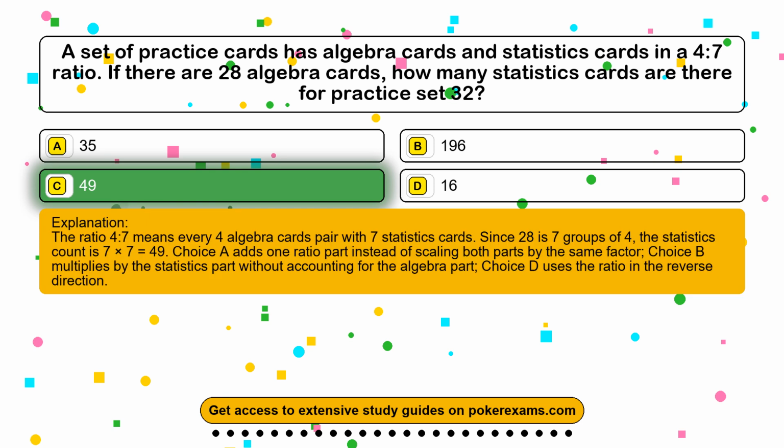The ratio 4:7 means every 4 algebra cards pair with 7 statistics cards. Since 28 is 7 groups of 4, the statistics count is 7 times 7 equals 49. Choice A adds one ratio part instead of scaling both parts by the same factor. Choice B multiplies by the statistics part without accounting for the algebra part. Choice D uses the ratio in the reverse direction.